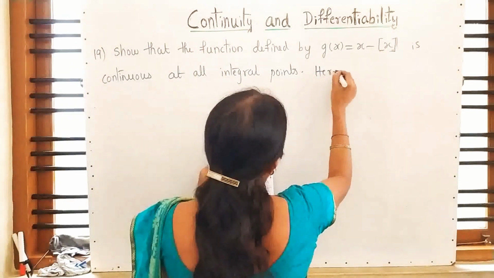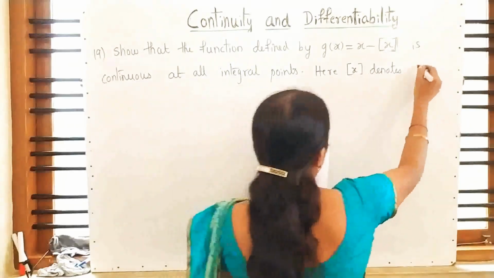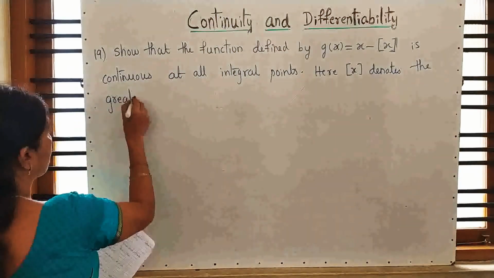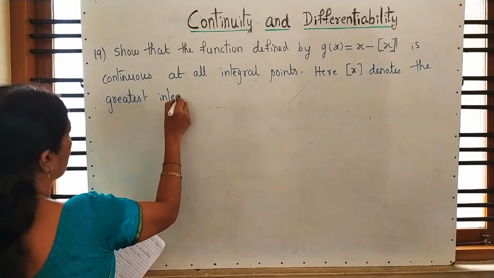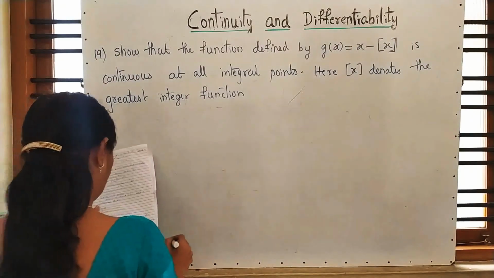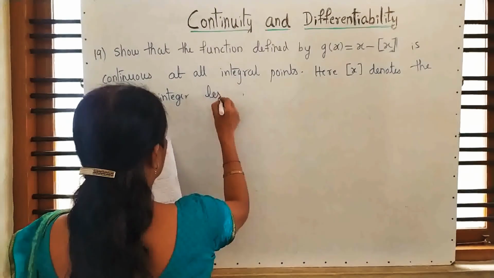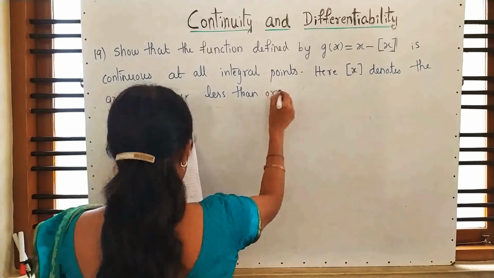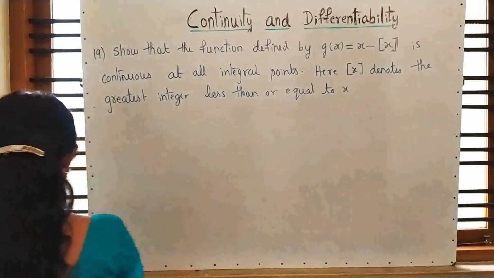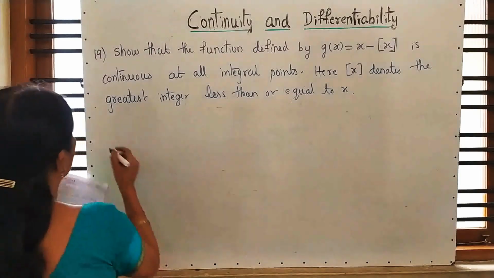Here denotes the greatest integer function. Greatest integer less than or equal to x. So it is very interesting. Greatest integer function was already studied in the first year lesson.